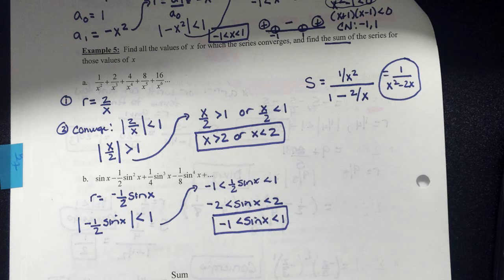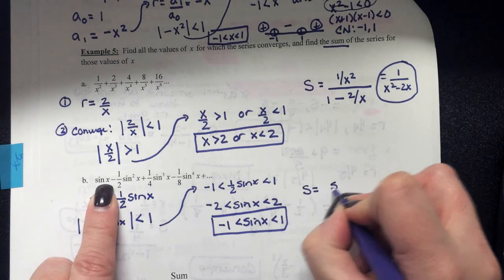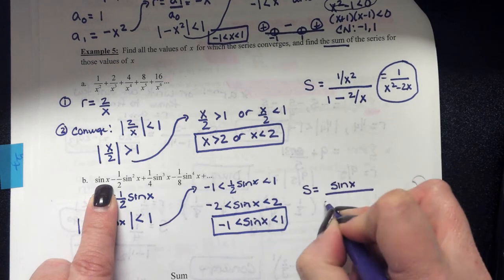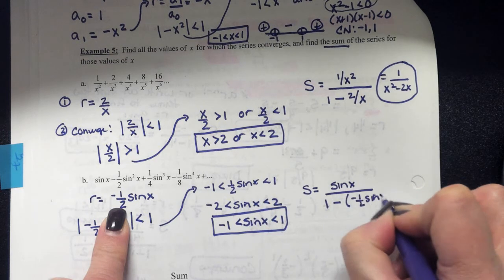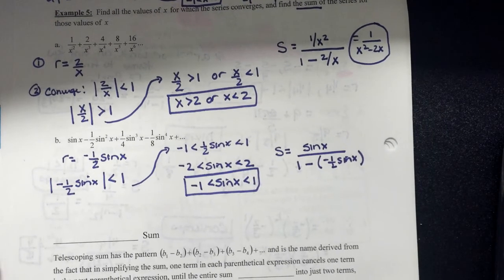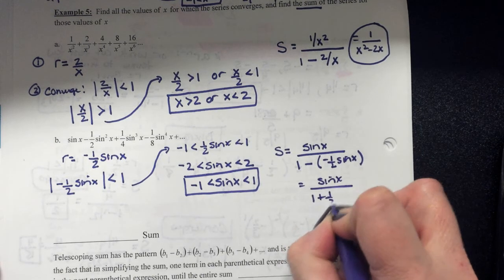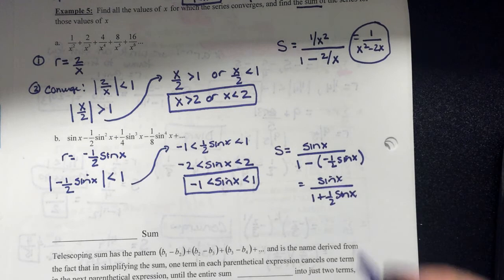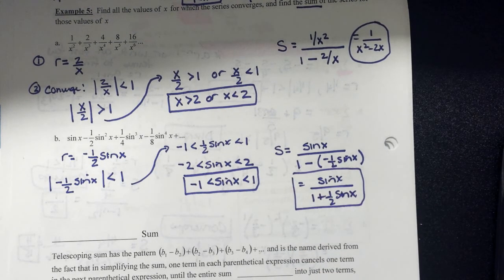So now to find the sum, I'm simply going to take my first term, which is sine of x, divided by 1 minus the common ratio, which is negative 1/2 sine x. So I have sine x over 1 plus 1/2 sine x. And you could simplify that by multiplying everything by 2. So these are some twists and turns on those geometric series problems. Any questions on the geometric series before we talk about the telescopic?